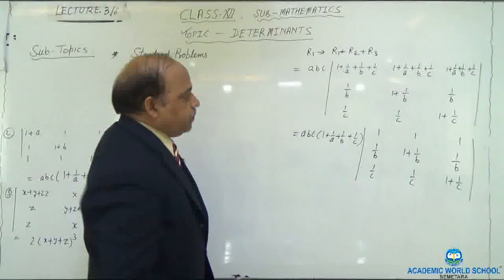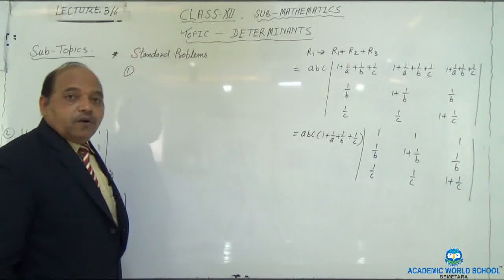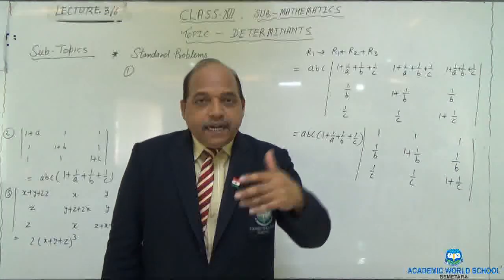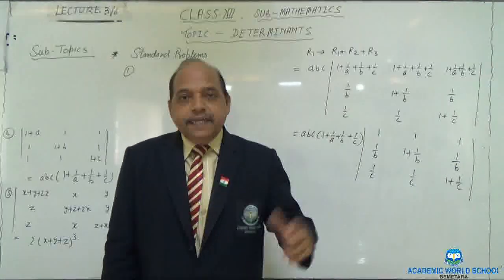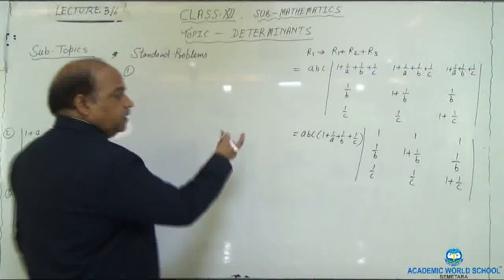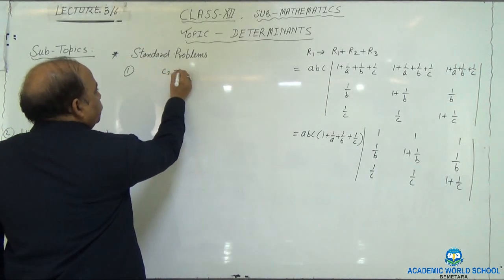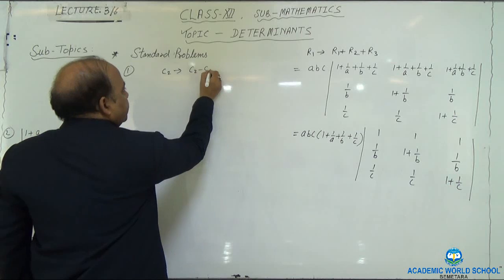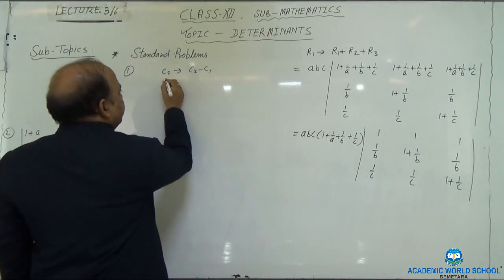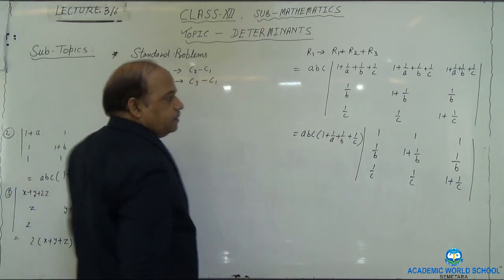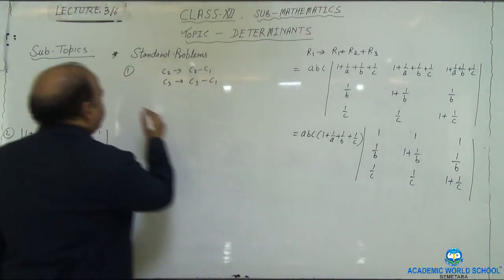So after this, because we have to expand now, what is the easy way for expansion? Create two zeros in any row or any column. So we are going to do that now. We are simply making a change in C2. What is that change? C2 minus C1. And similarly, we are making a change in C3. What is that? C3 minus C1. We are making that. So what will happen?